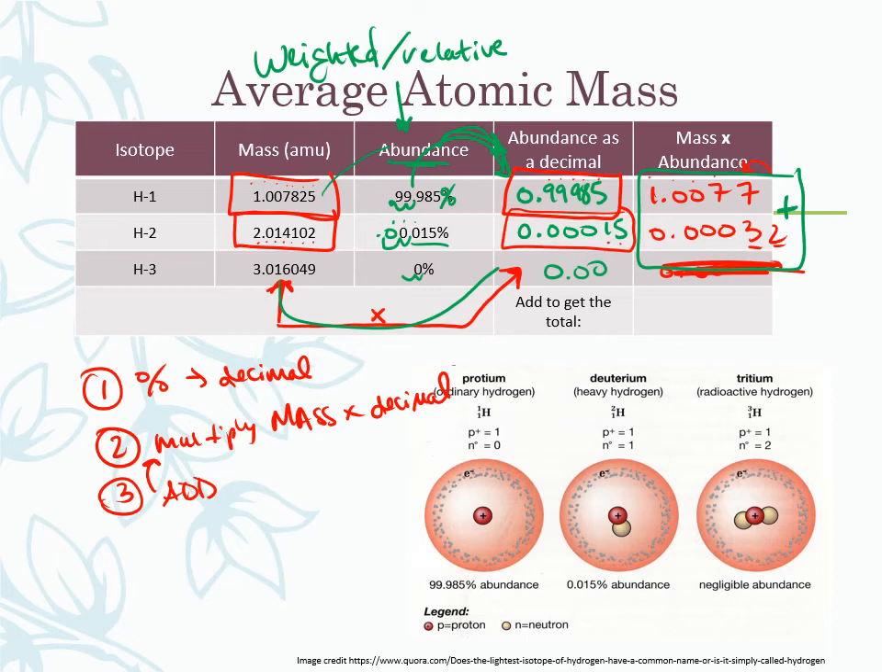1.0077 plus 0.00032 gives us a grand total of 1.00802. And where am I going to round? Remember, when we add, we look at place value. So I have tenths, hundredths, thousandths, 10 thousandths, 100 thousandths. 10 thousandths is bigger, so I'm going to round to the 10 thousandths place.